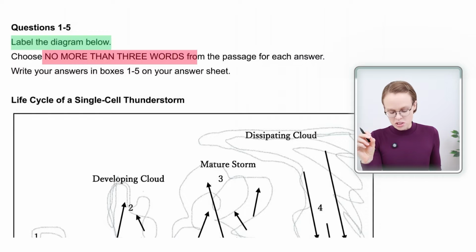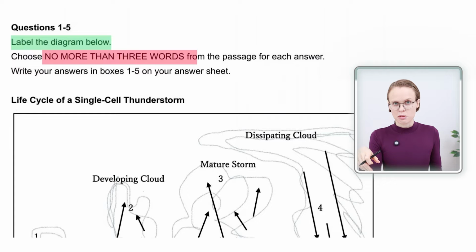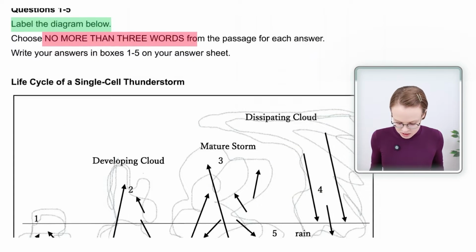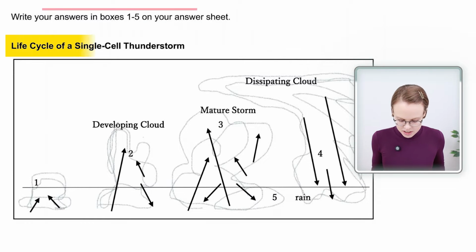Guys, this is crucial. Here it says no more than 3 words. You must absolutely pay attention to the instructions. If you write more than 3 words, the answer is wrong, even if you found the correct answer in the passage. So make sure you consider the instructions. Now let's have a look at the title of the diagram to get an idea what this is about. Here it says life cycle of a single cell thunderstorm.